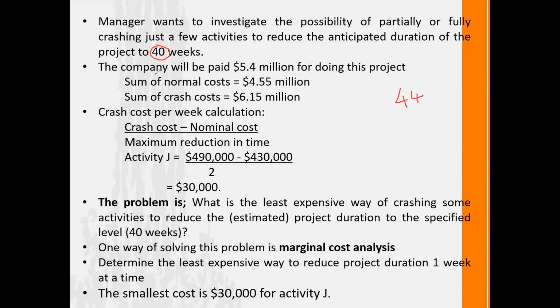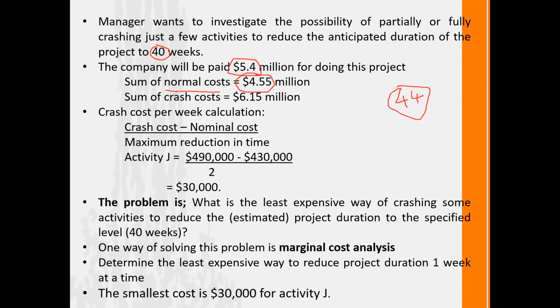Now here you have an additional cost. The company will pay only $5.4 million to complete this project. This is your project completion revenue. We know that once we complete the project, we will receive $5.4 million. And once we calculate our normal cost from the given table, we end up with $4.55 million. That is our normal cost, when we complete the project within the normal period, that means 44 weeks.